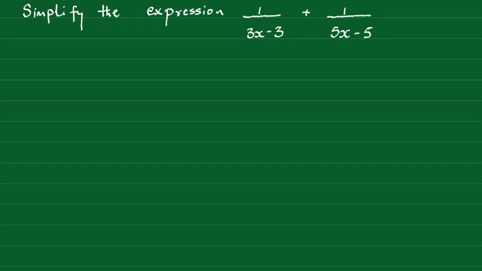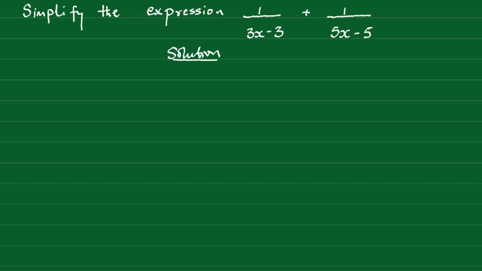We have this question from PCE 1990, question 20, where we are asked to simplify the expression 1 divided by 3x minus 3 plus 1 divided by 5x minus 5. Quickly, we'll dive into this by writing solution.